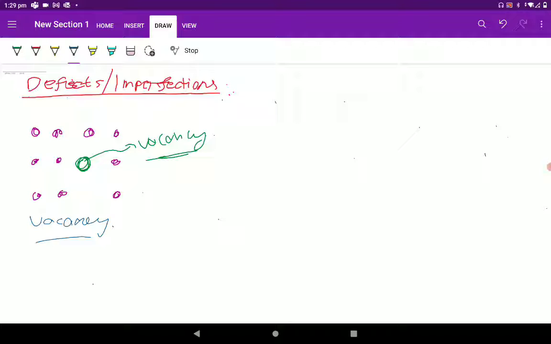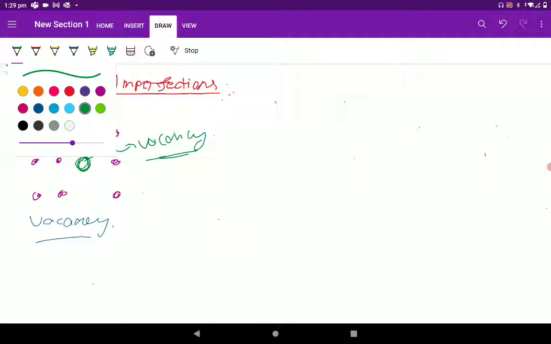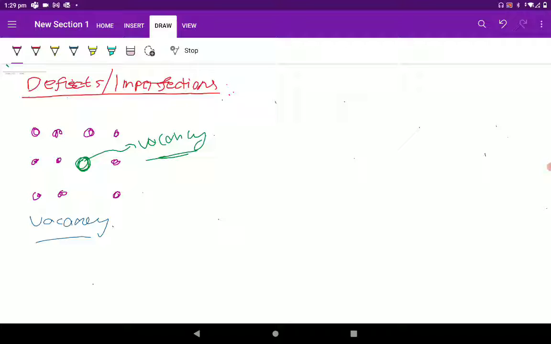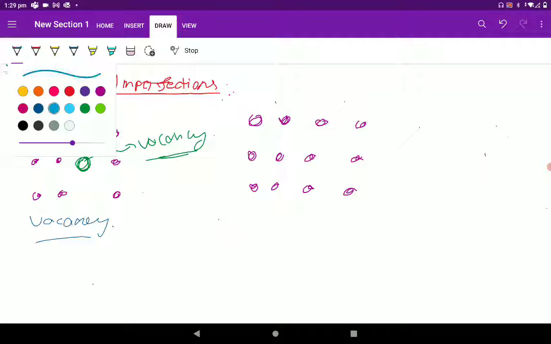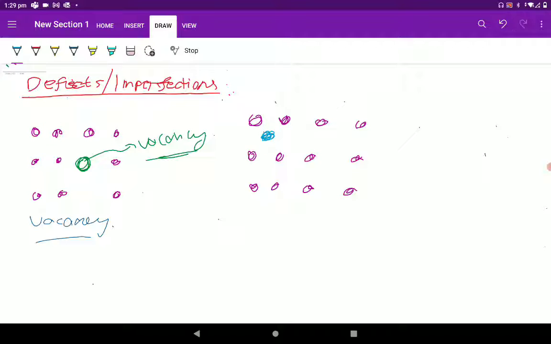Now the other defect is the interstitial one. An interstitial defect occurs when an atom exists out of the planes. Suppose an extra atom is present here, so this is called an interstitial defect.